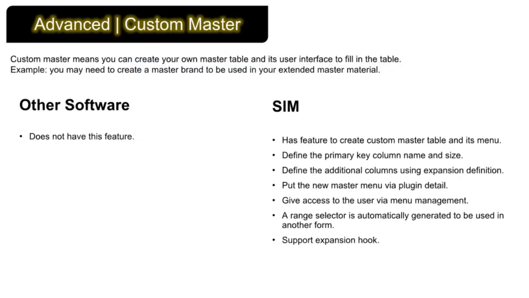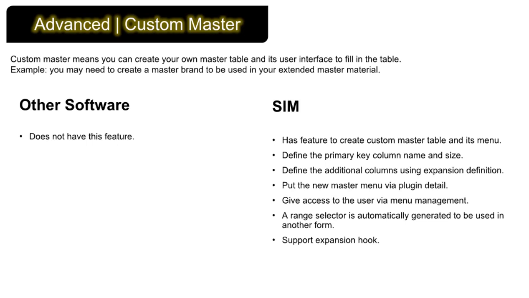Custom master means you can create your own master table and its user interface to fill in the table. For example, you may need to create a master brand to be used in your extended master material. You just need to define the table name such as Z Master Brand. The table name must start with Z to avoid conflict with existing SIM tables. Next, set the primary key column name such as brand code, and define its size, let's say 20 characters.